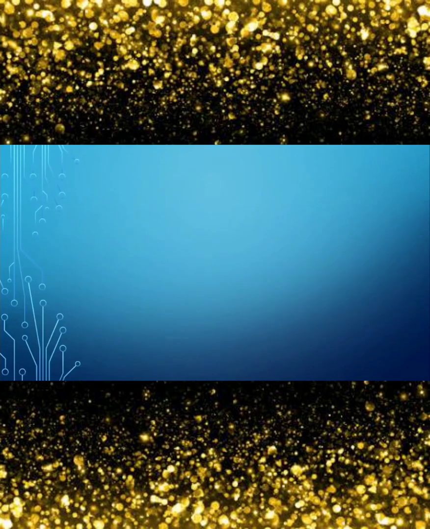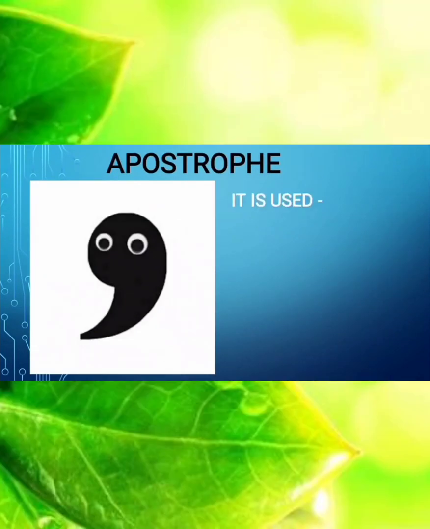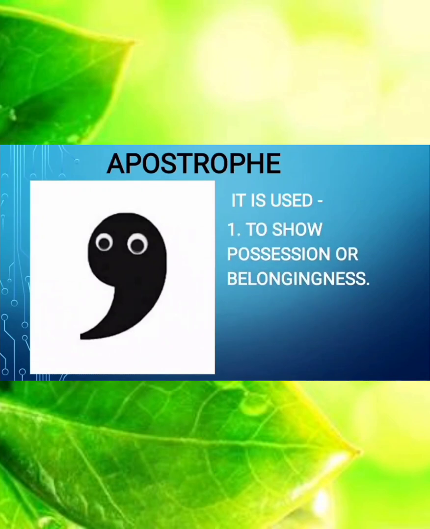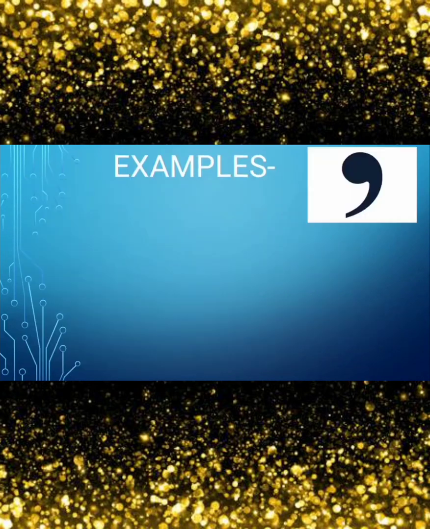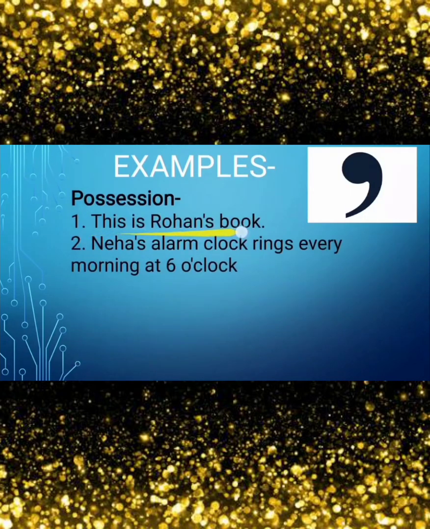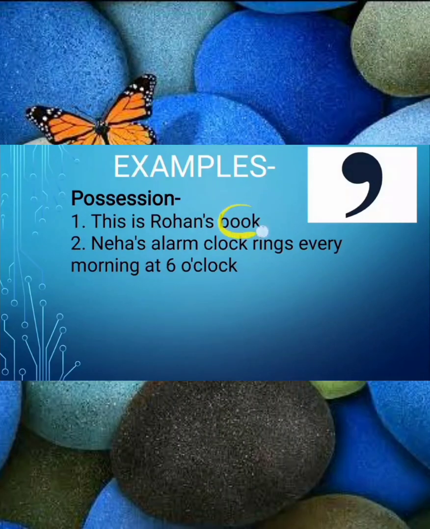Next is apostrophe. It looks like a comma, but it is used at the top of a word, and it is used in two cases: to show possession or belongings, and second, when some letters have been missed. Let's learn through some examples. This is Rohan's book. Here, this book belongs to Rohan. So this is showing belonging of this book to Rohan.